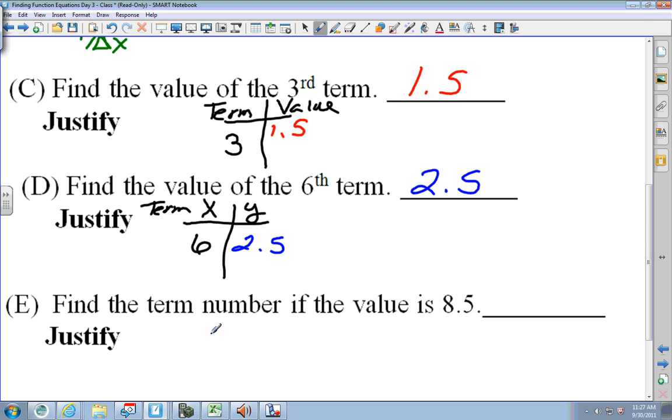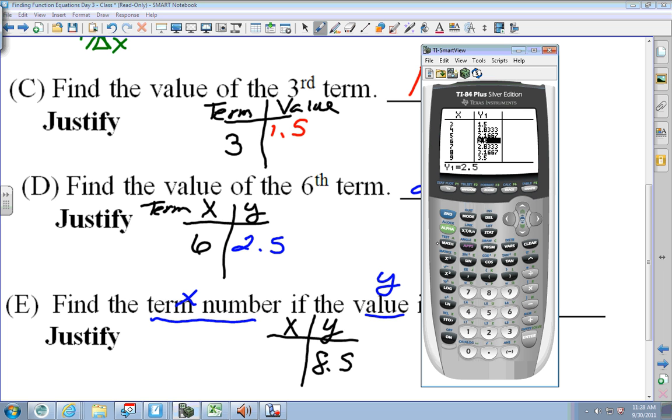This one here, what is the term number? What is the x when the value is 8.5? Okay, so I go and I build my table here. I have x, then y. Value is 8.5, so I'm going to put 8.5 here. Now I look in my table, and I'm going to look and see where y is 8.5. Keep going. Oh, there it is. Go over here. It is 24.